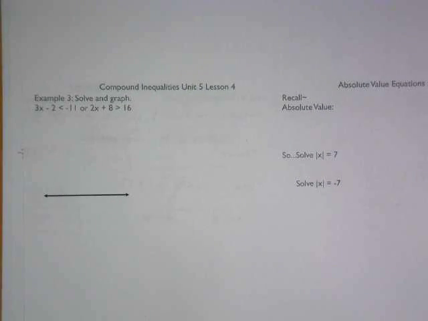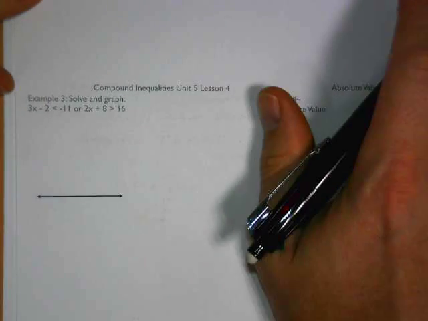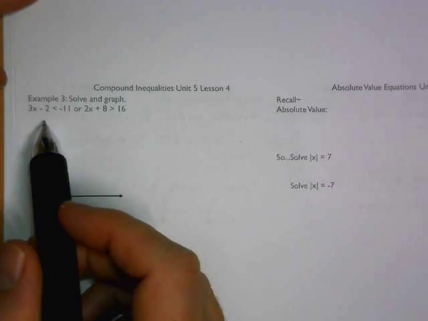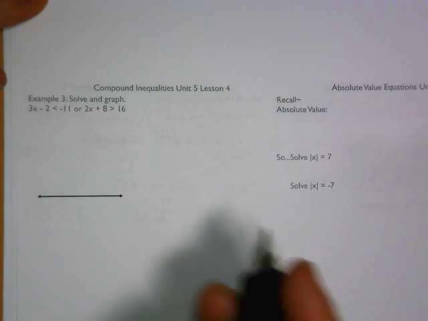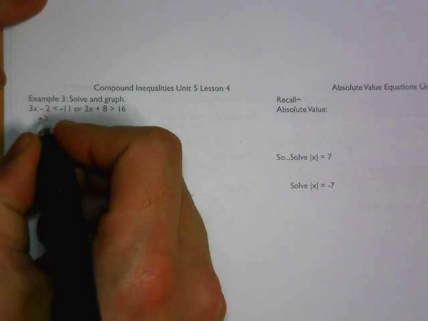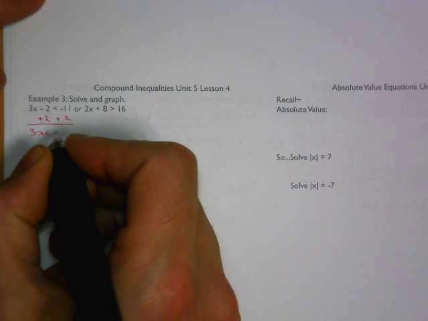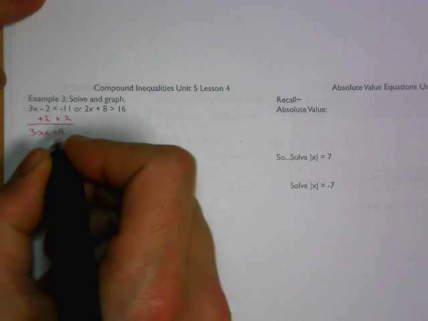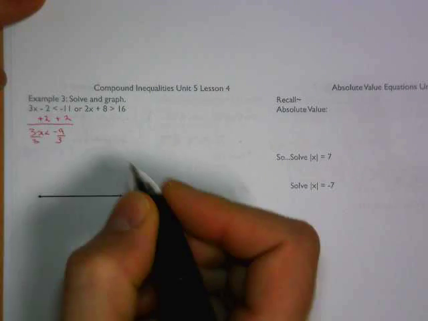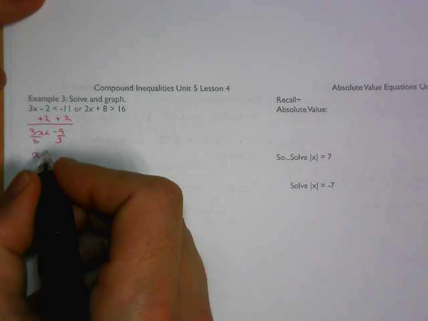Looks like we have one more here for lesson 4. This is an example of an or inequality, and we have or divorce. We're going to separate. The two lines should go away from each other, but the principle is still the same as the last one. We're going to just solve both of them. So here I'm going to add 2 to both sides. I have 3x is less than negative 9. Divide both sides by 3, and I have x is less than negative 3.